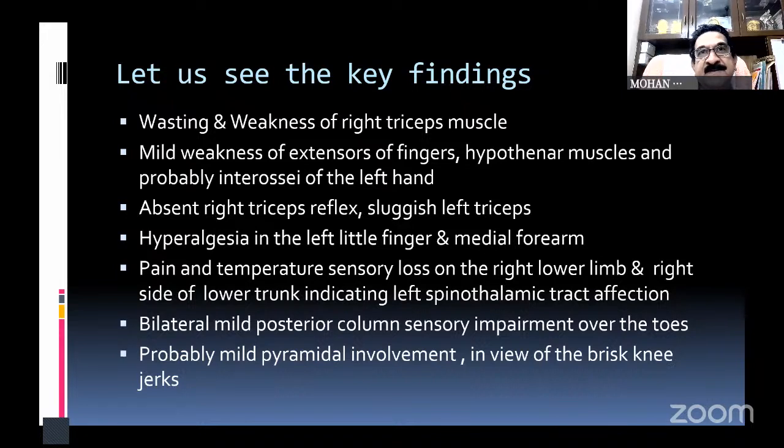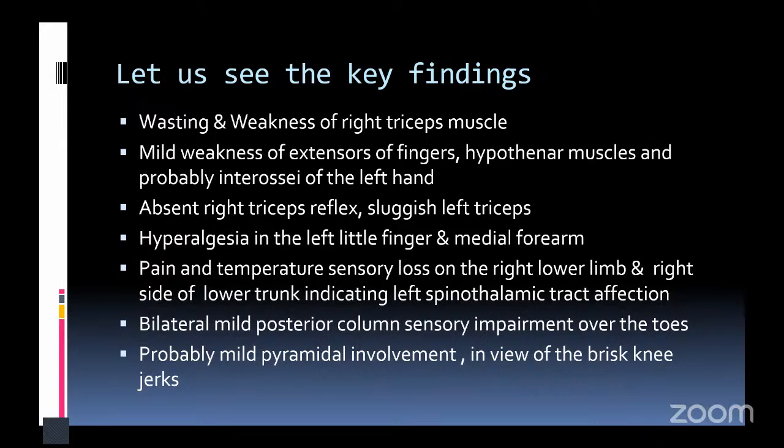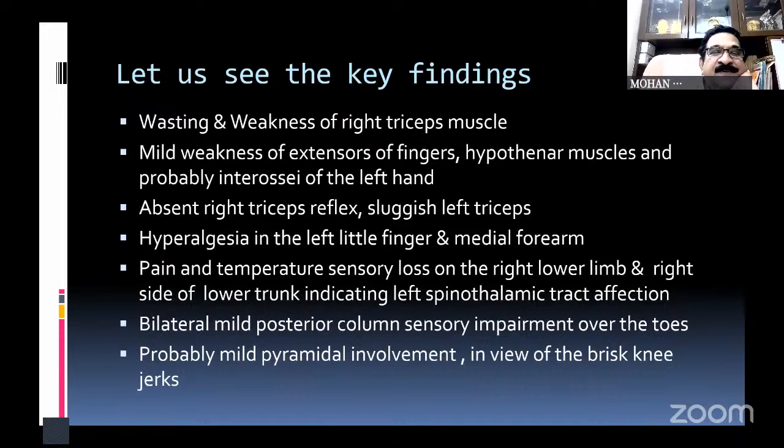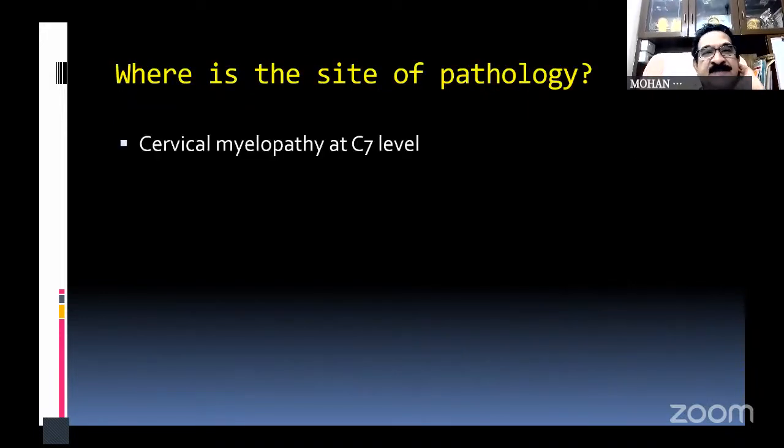Any other possibility? Any other thing? Is it extramedullary or intramedullary? Intramedullary. Okay, intramedullary. Right. Any other thoughts? Okay, let us see. Cervical myelopathy at C7 is the logical thing, which will give decreased triceps reflex and signs below.